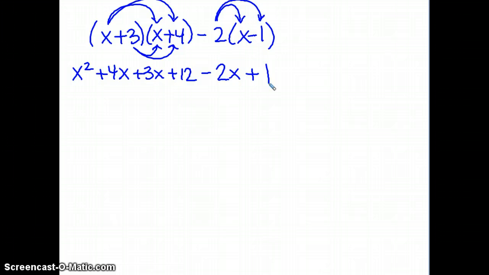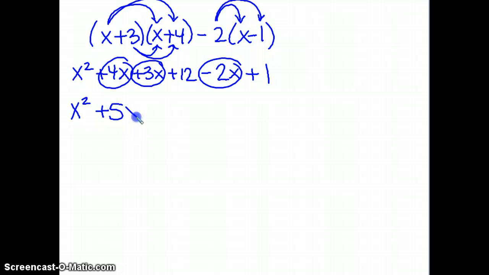And so from here, you do the same thing. You put it in order. There's only 1x squared. There's 4 and 3, which is 7, but minus 2, so that's 5x. And then there's 12 plus 1 for 13. So again, on your quiz, you had to simplify possibly using the distributive property. Now these were things that you were very good at.